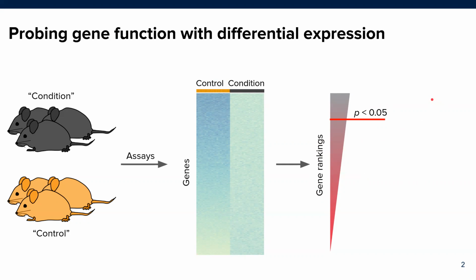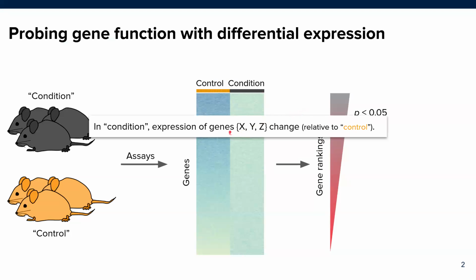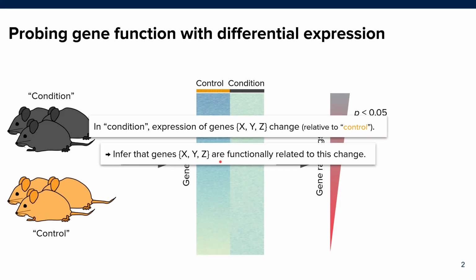After thresholding at some level of confidence, what results is a set, or a hit list, of genes whose expression level changes in this alteration of state. And we infer that that hit list is functionally involved in the change in phenotype.